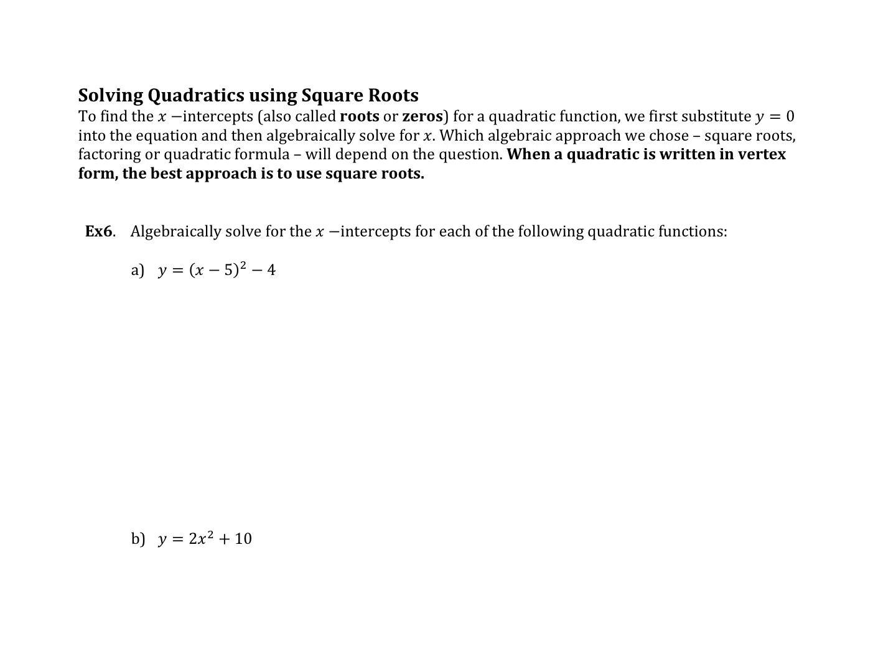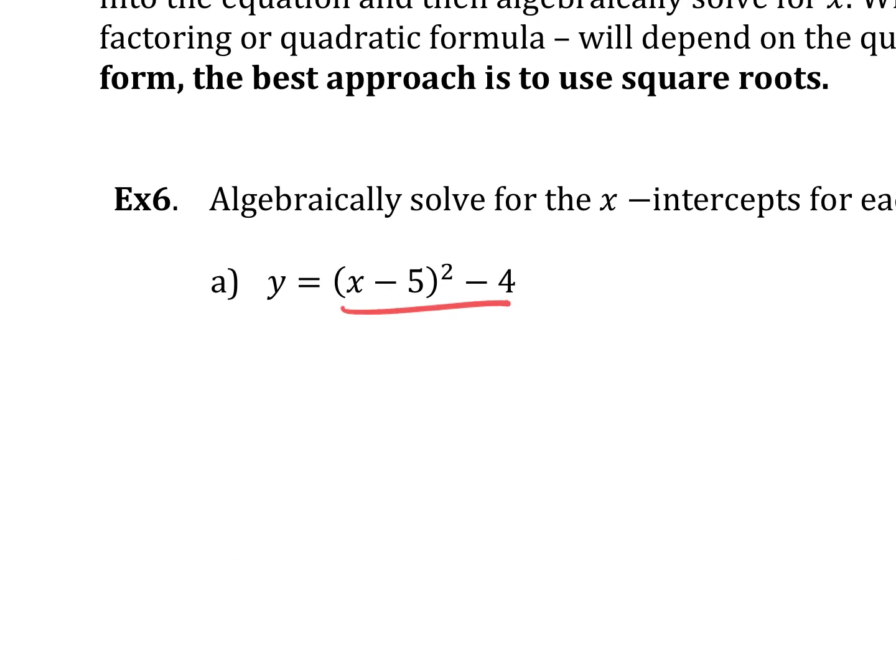Okay, this one says algebraically solve for the x-intercepts for each of the following quadratic equations. It doesn't really give you any hints. Well, here's my first hint. They gave you this thing. It's already nicely somewhat factored. And again, we're doing this for the roots of the equation, so I know we're talking about when y equals 0. But my point is, this is already nicely factored as a squared binomial. So I can solve this way: 4 equals that thing squared.